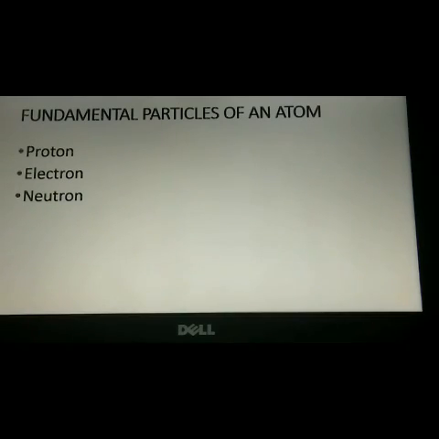And what are all the fundamental particles of an atom? They are proton, electron and neutron. And do you know what is the charge of all these fundamental particles? Yes, proton is a positively charged particle and electron is a negatively charged particle, while neutron is neutral in charge, which means it does not have any charge at all.